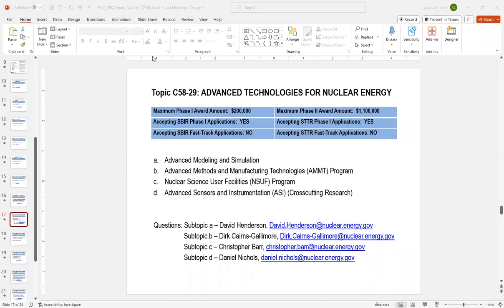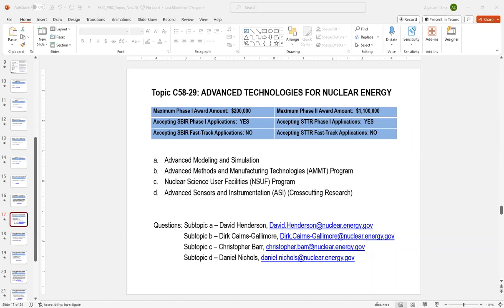Okay, so subtopic 29D, advanced sensors and instrumentation. This focuses on sensors and instrumentation that support three key areas of the NE mission. That would be supporting the continued operation of the existing reactor fleet, supporting advanced reactor designs. That would include light water reactors, molten salt reactors, liquid metal reactors, high temperature gas cooled reactors. So a number of new reactor designs, as well as supporting fuel cycle and material testing.